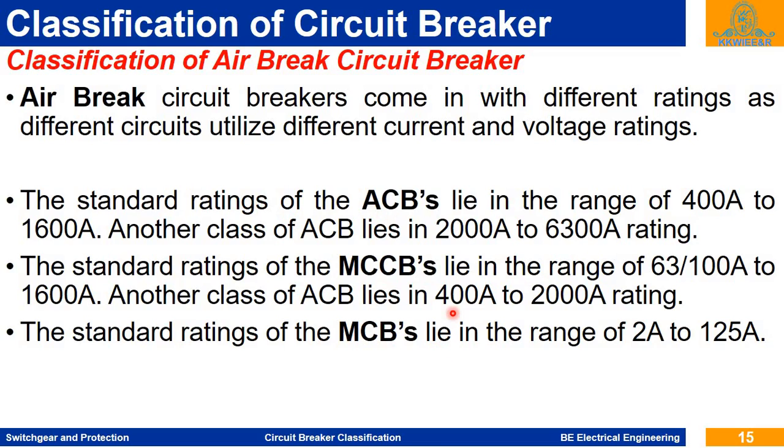These circuit breakers have their own current range and there is some overlapping. Say MCBs are available up to 125 and MCCBs start from 63 to 100 ampere. So some portion of the MCB and MCCB current ratings overlap. Here you can see the air circuit breaker starts from 400 ampere. So some portion from 400 to 1600 or 2000 ampere is an overlap between MCCB and air circuit breaker.